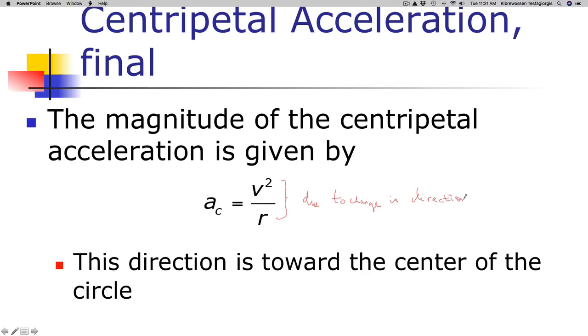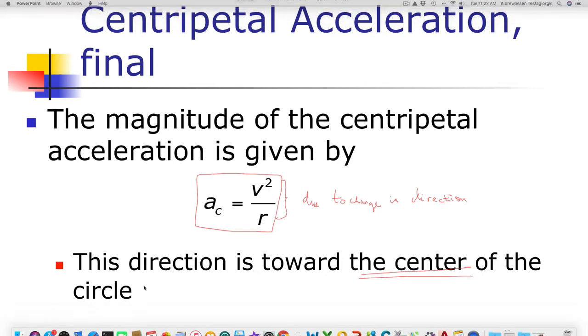And since this acceleration is a vector quantity, it has its own direction. You can find the magnitude of the acceleration like this. But its direction is always towards the center. So if someone asks you what is the magnitude of the acceleration, you can find it like this. But if someone asks you what is the direction, then the direction is always towards the center. Okay.